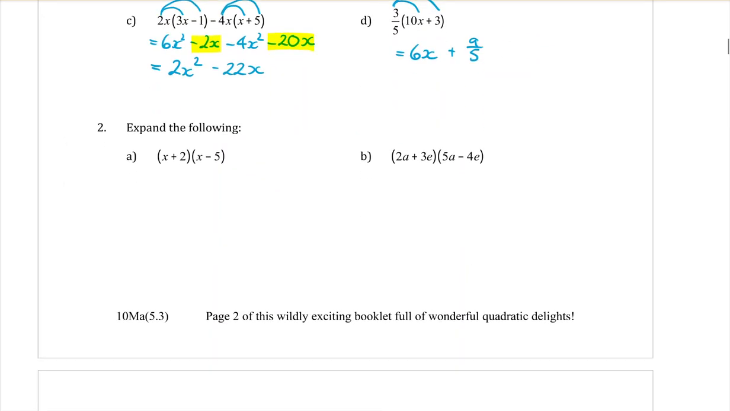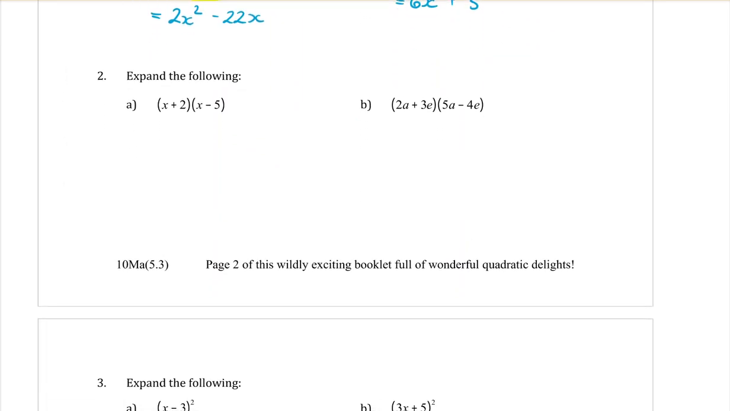Okay, moving on. Question 2. You will see now that we have double brackets in here. So this is where you might want to write yourself a little note. You'll be wanting to remember to use FOIL. There's no shortcuts for these first couple. We want to do the full FOIL expansion.